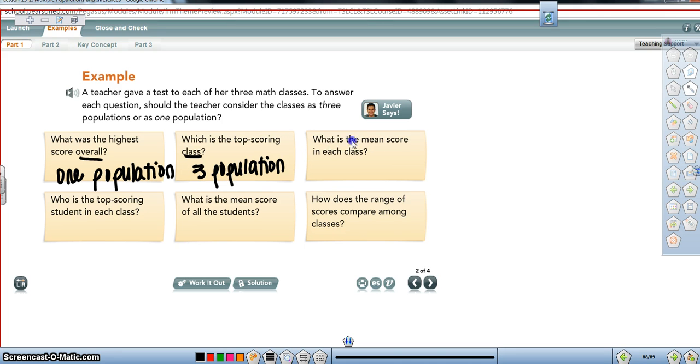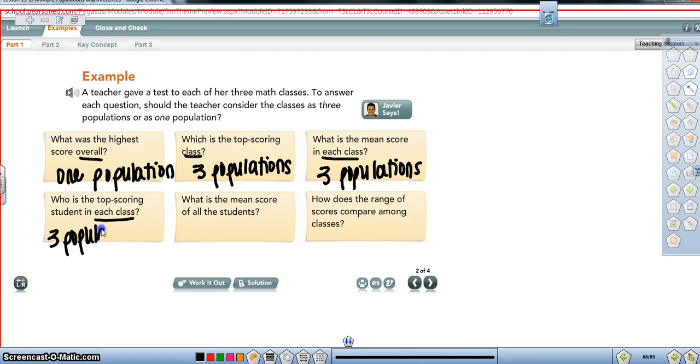What is the mean score in each class? Since we want to know what the mean or average score is for each class, we're going to have to think of this as 3 populations. So we would separate out the classes and find the mean of each one. Who is the top scoring student in each class? Again, the words each class are letting us know that we need to go to each class individually, like just look at first hour, what's the top scoring student, then look at second hour, what's the top scoring student, and lastly, look at third hour.